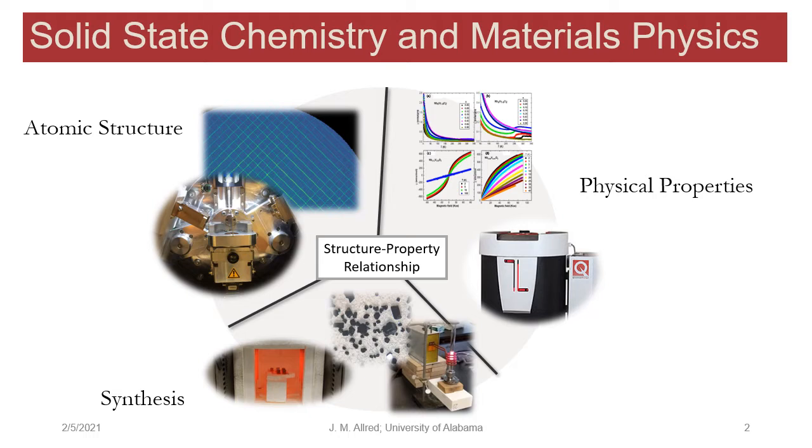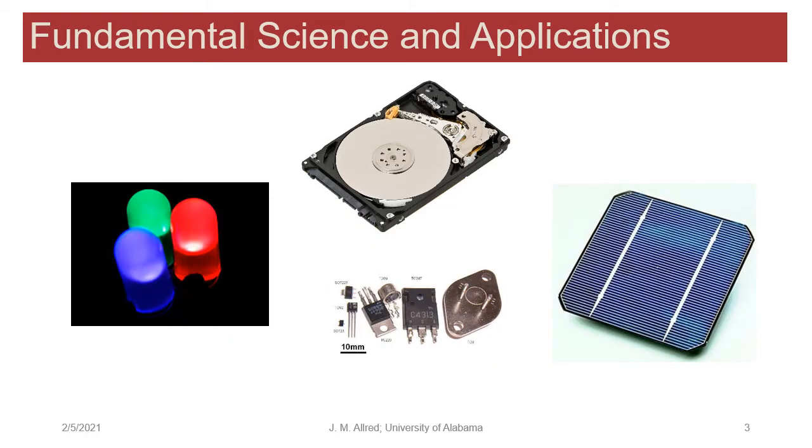We may make known materials that we're studying. We may try to make new kinds of materials to study some property. Then we characterize their atomic structure. We get really deep into trying to understand exactly what's going on with the atoms and the bonds. And we're looking at the properties, typically magnetic and electronic properties. And then we try to build a story out of all of that.